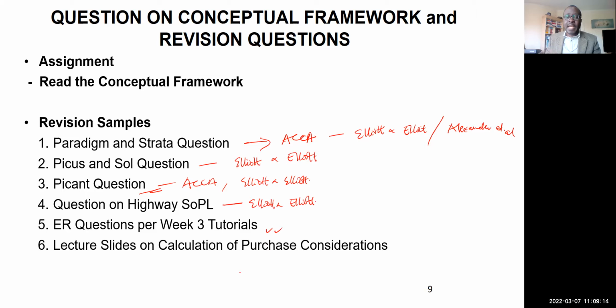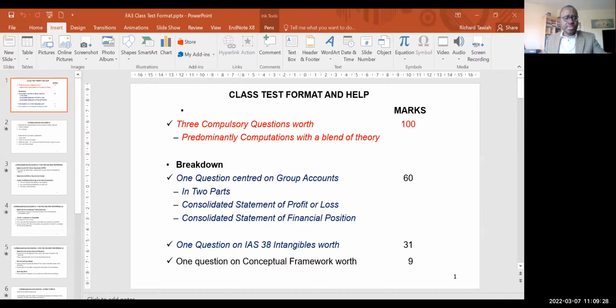Again, the lecture slides on how to calculate purchase consideration would be very useful to you if you have any questions on how to calculate the purchase consideration. Friends, I leave it here. And I'll see you when I see you. So all that I'm saying is practice. Examples of questions you could practice and narrow down your study to, so that at the end of the day, you'll be on top of the game.